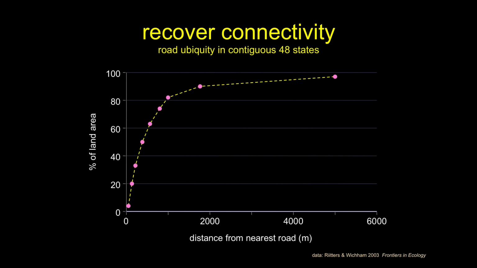So this notion of using restoration to connect things, wildlife corridors, road crossings, things like that, falls under the purview of restoration too, if the goal is to restore connectivity, to allow these critters to walk from spot A to spot B.